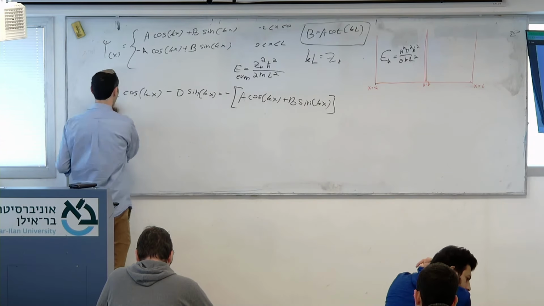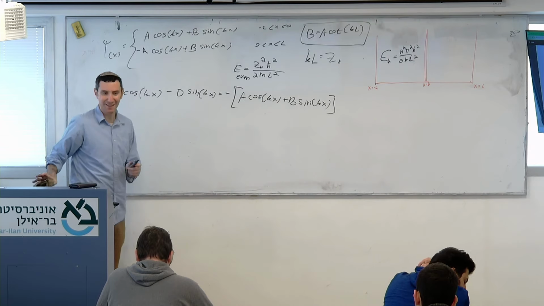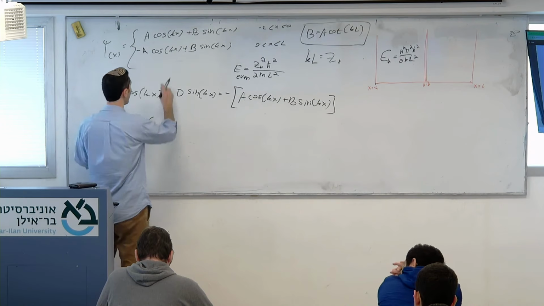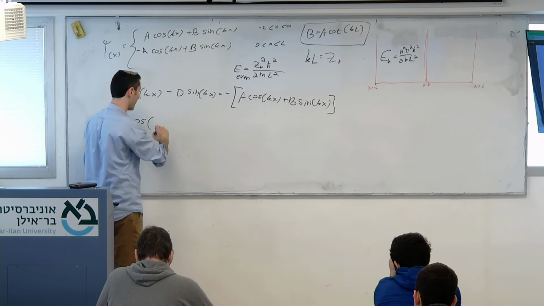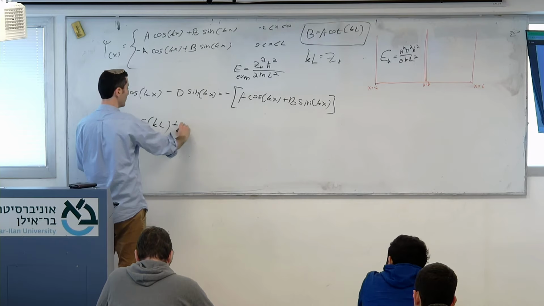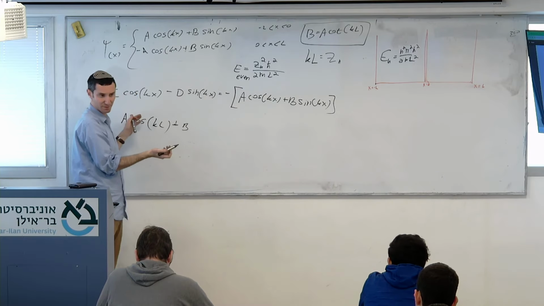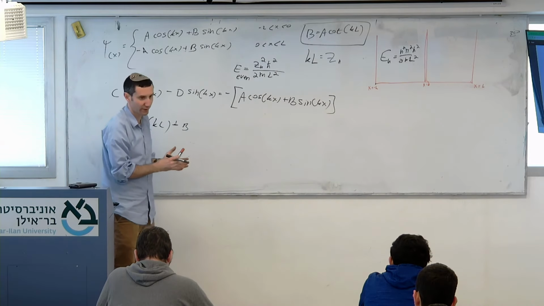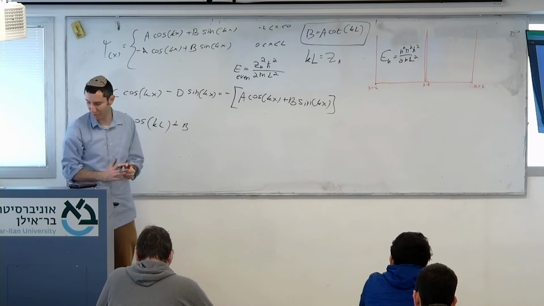Now again, I want to make sure that the boundary condition is kept at the left-hand side. On the left-hand side, I'm going to plug in minus L. A cosine of minus KL, I'm going to write just KL, plus B. Hey, this didn't change. Is that the same? I can still just write B is A cotangent KL, right? The next two are still going to be the same.